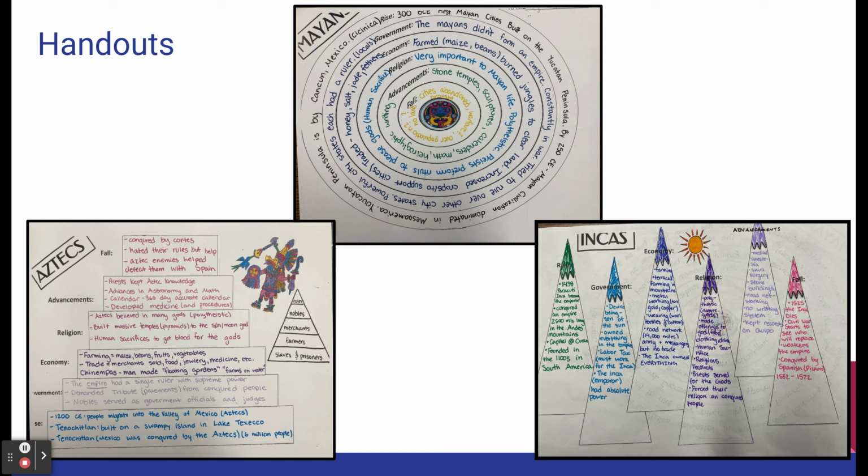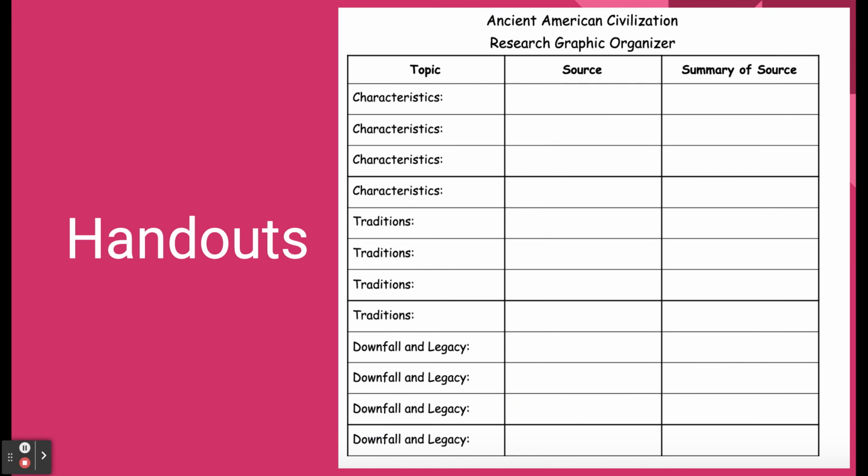These are some examples of the student handouts, notes that students would be taking on each of the civilizations on day 1 of the assignment. And this handout is the graphic organizer that students would use to organize their research. It tells them what different topics they need to research, how many points they need to have for each topic, a place for them to cite their source, and give a summary so they know what the important information from each resource was.